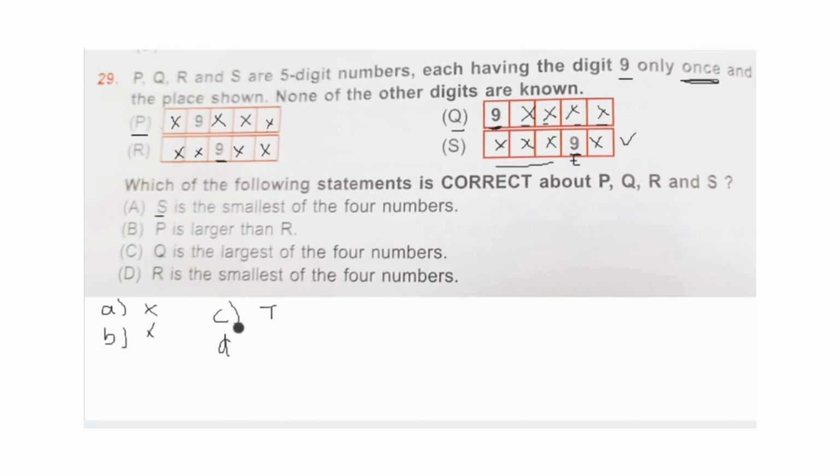Let's see option D. R is the smallest of the 4 numbers. Let's evaluate R. R has 9 at its hundreds position, but with P and S around, it is impossible to tell if R could be the smallest number. There could be numbers that fit into P and S properly, making them smaller numbers. So even D is ruled out, making C the correct option.